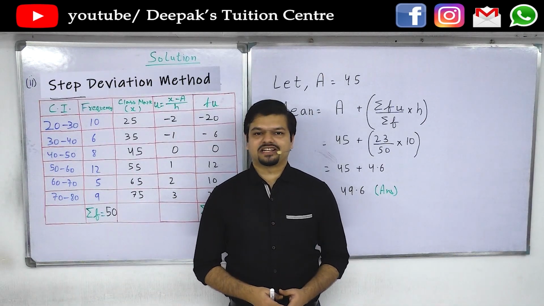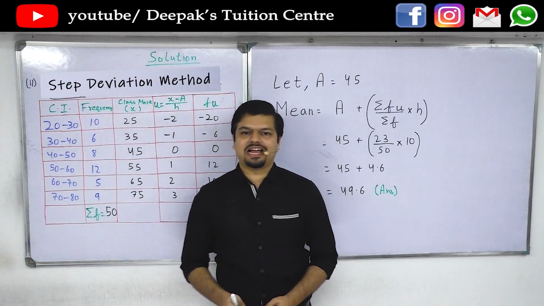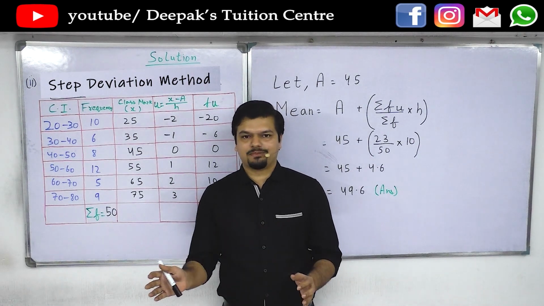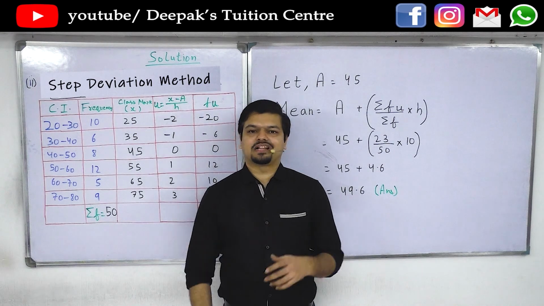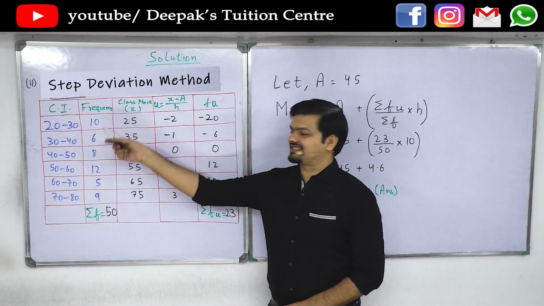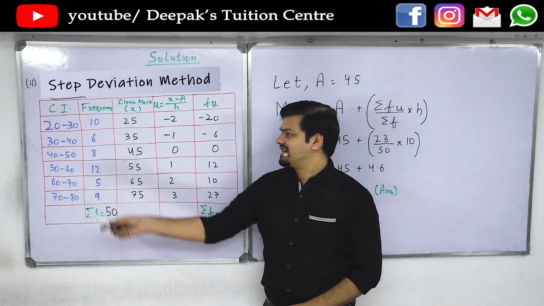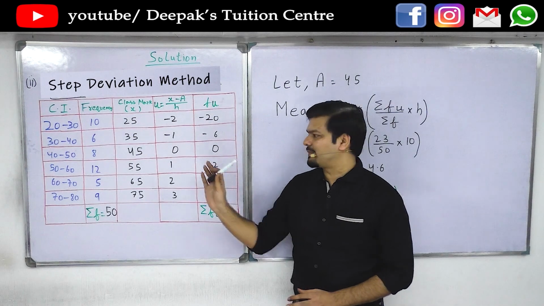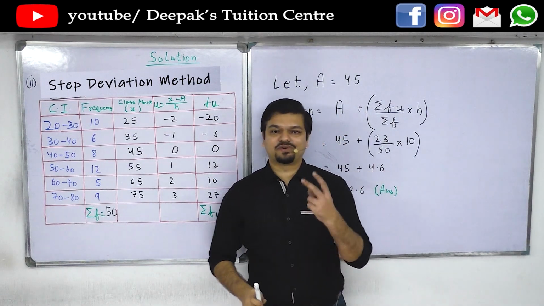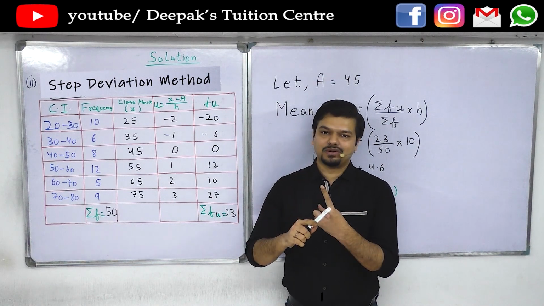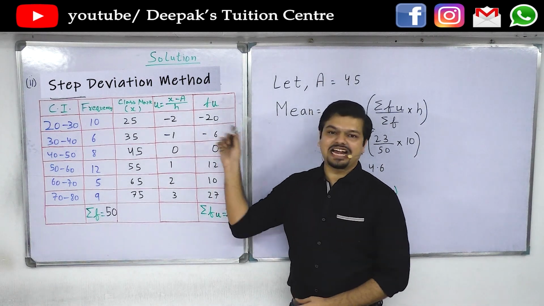Step deviation method is just a little step ahead of the shortcut method. So basically we have to do almost similar things, just a little more than the shortcut method. Here we first copy the CI and frequency columns, and we calculate class mark. We know how to calculate class mark. Now we have to create two more columns, one for U and another for FU, similar to how we calculated D and FD.